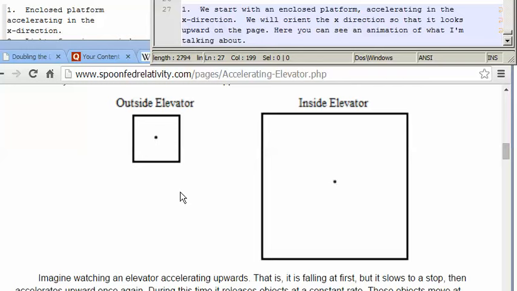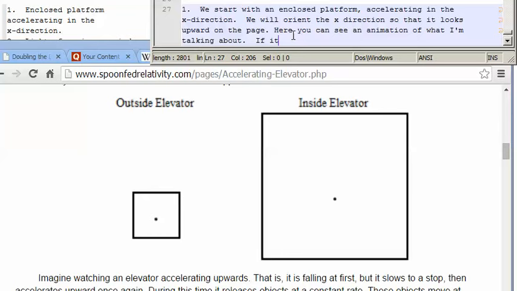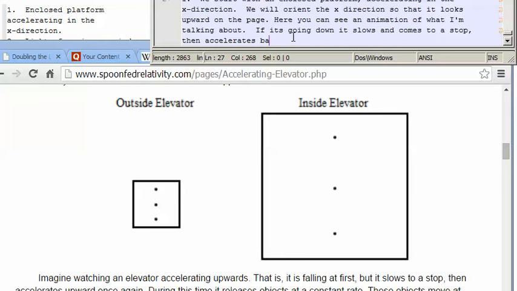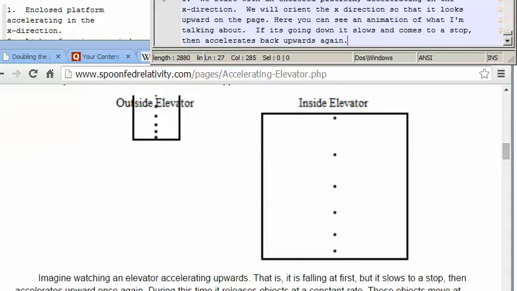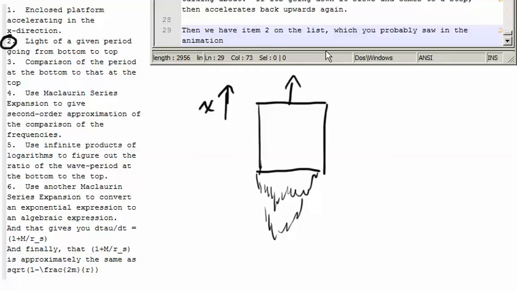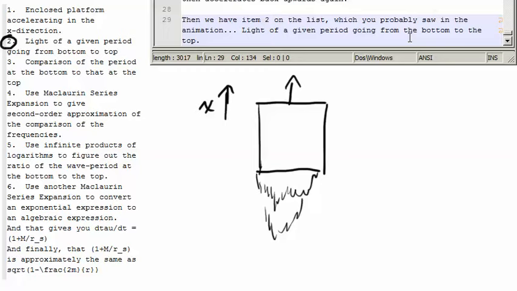But if it's going down, it slows and comes to a stop, then accelerates back upwards again. Then we have item 2 on the list, which you probably saw in the animation. Light of a given period going from the bottom to the top of the platform, elevator, whatever. Anyway, those were distributed out and we're rising up in the elevator.